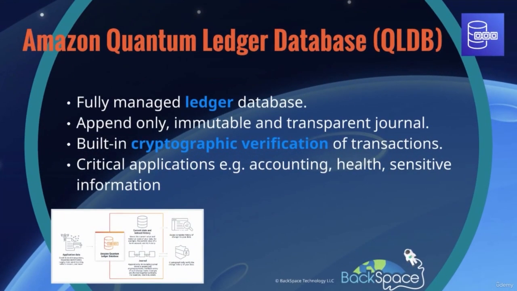Amazon Quantum Ledger Database, or QLDB for short, is a fully managed ledger database, and it provides an append-only, immutable and transparent journal. What that means is that you cannot delete a transaction after it has occurred. You can append a transaction, but any changes to any transaction will be visible. And it provides built-in cryptographic verification of transactions as well. And it's very good for very critical applications, for critical accounting applications, for health and other sensitive information.